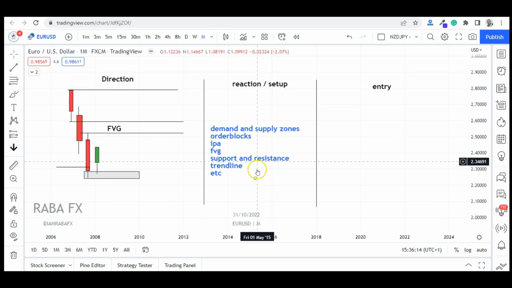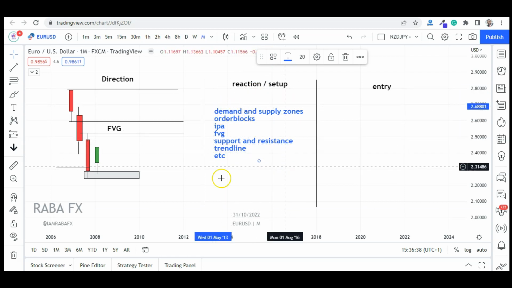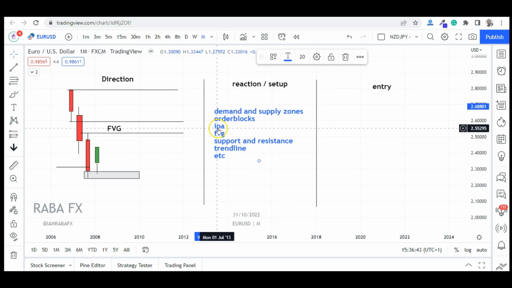The second time frame would be a reaction time frame, or where you look for your setup. Now this could be things like demand and supply zones, order blocks, IPA, FVG. For those that trade support and resistance, trend line and the rest, this time frame is for you to identify your setup. What are you looking at? Are you looking at the demand zones that need to be mitigated before you take that buy? Are you looking for an order block? Are you looking for an IPA candle, and so on? Or even a support and resistance line, break and retest, whatever it is, this time frame should tell you that.